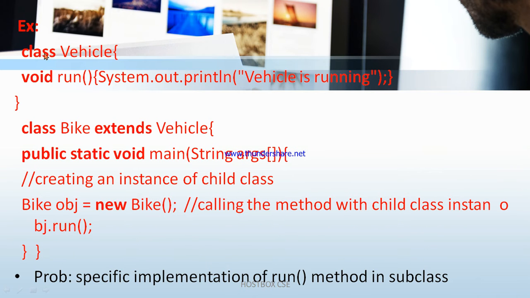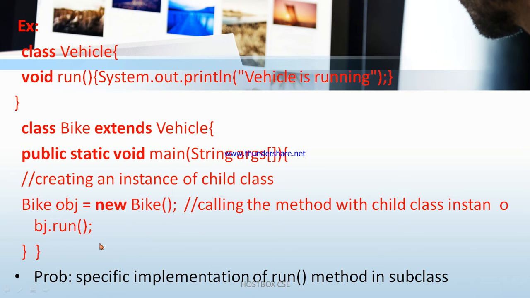Let's go for an example. First we go with a small example where we are not using method overriding. I have a program called Bike. First I write the parent class, class Vehicle, with void run, which prints "Vehicle is running". Then I write another class, the derived class, class Bike extends Vehicle, with public static void main(String[] args), and create an instance of the child class, a Bike object with new Bike, then call obj.run. This means calling the method with the child class instance.